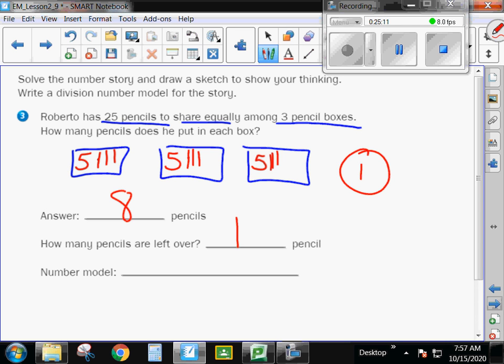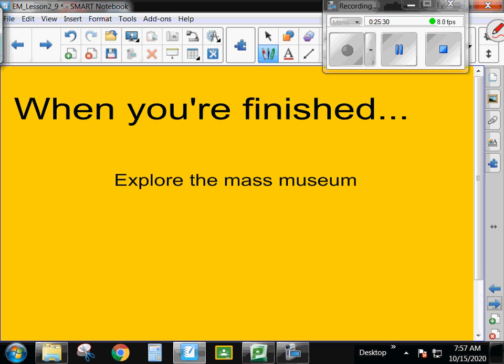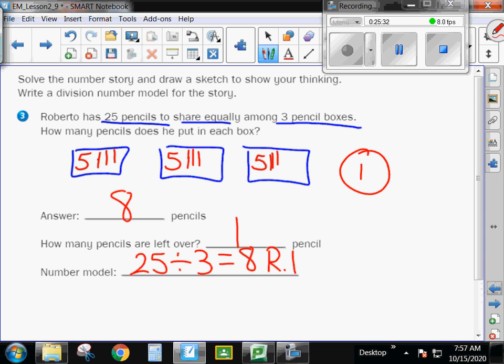So my number model for this one, what was I dividing up? 25 pencils. How was I dividing them? I was dividing them into 3 groups, and how many was able to go in each group? 8, with a remainder of 1. So that should have been your number model for this problem. All right, and that is it for lesson 2-9.